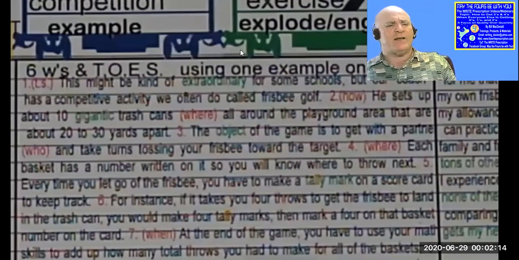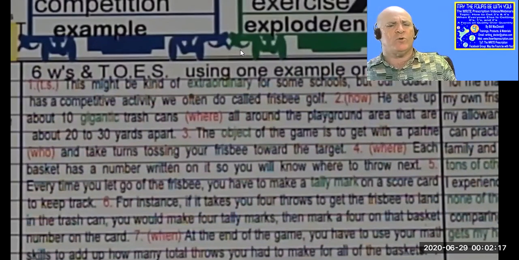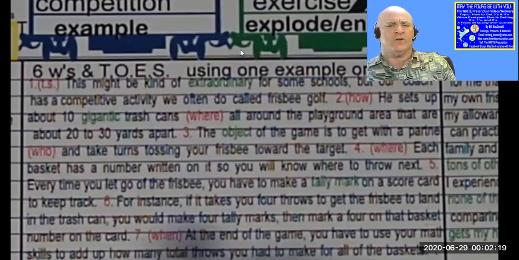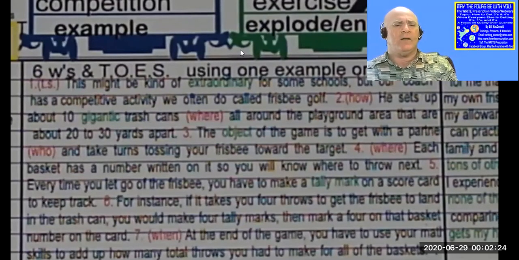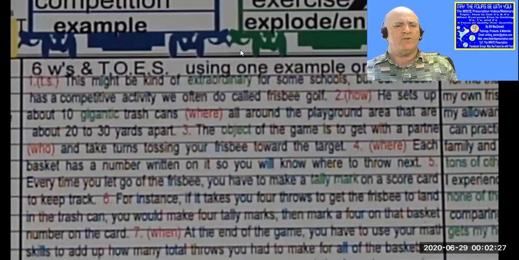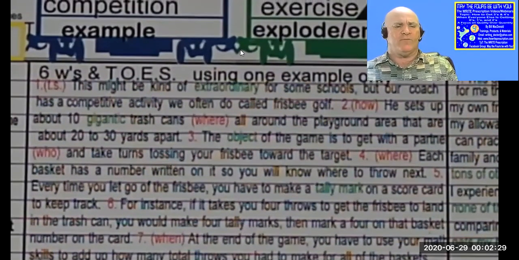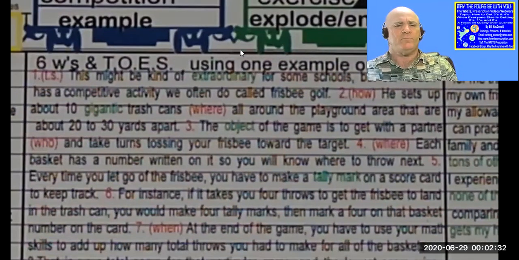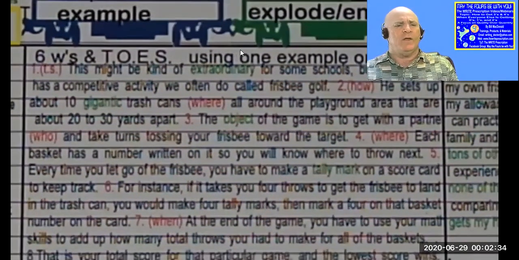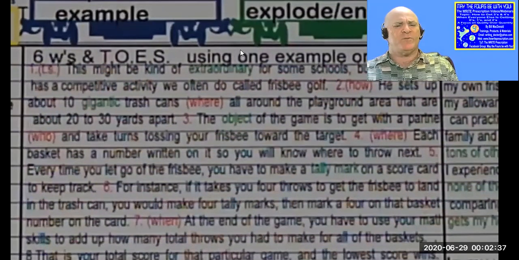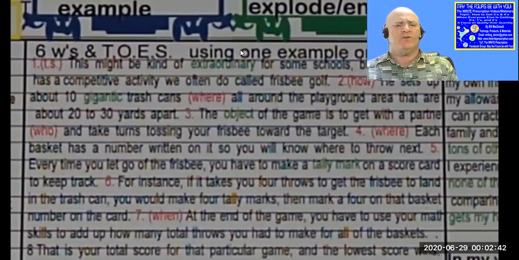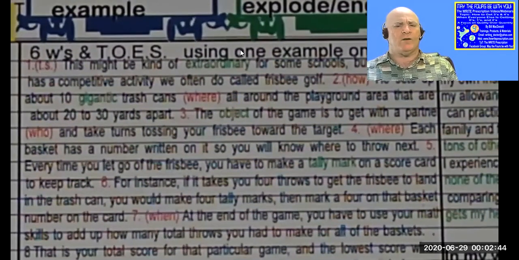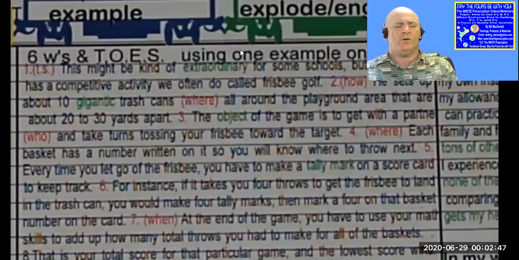Sentence 4. Each basket has a number written on it so you will know where to throw next. So they're explaining, they're letting you use the senses. Oh, and now I can see. Oh, the baskets have numbers on them, so you do them in order, of course, just like you would in real golf. That's the where. Every time you let go of the frisbee, when? Every time you let go. The what that you do? You have to make a tally mark on a scorecard to keep track. That's what you do and where you put it on a scorecard.